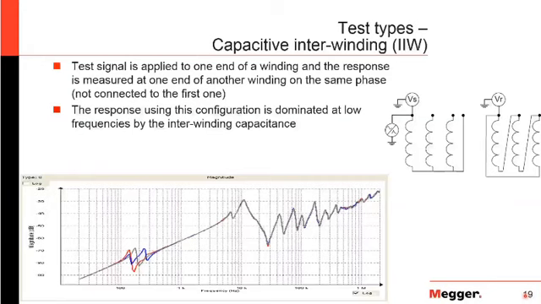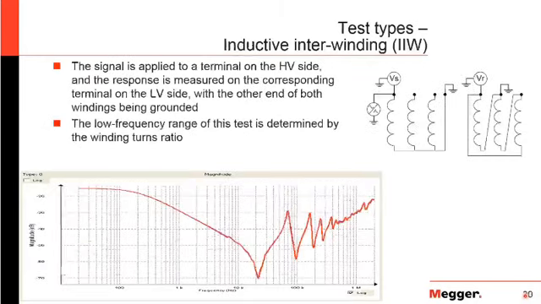The next test that we'll talk about here is the interwinding test, or the capacitive interwinding. At this point, you're going to apply the voltage to one winding, and then measure on the corresponding winding on the secondary, on the same phase. So you're applying to the primary and measuring on the secondary. What happens is that at low frequencies, it's really dominated by the interwinding capacitance, and then it changes as you go up. There's a little typo there that says IIW, but it's really capacitive interwinding, so it should be CIW there.